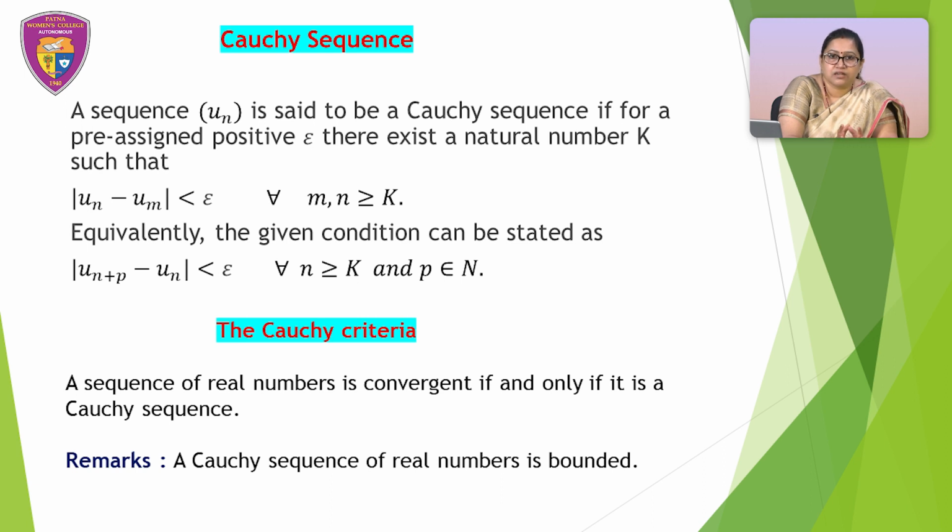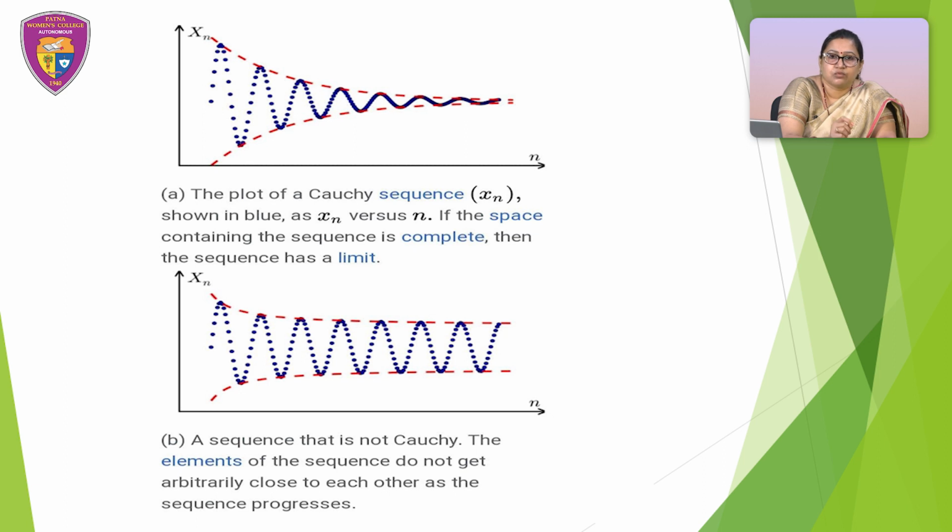Now, what does Cauchy's general principle state? Cauchy's general principle states that a sequence is convergent if and only if it is a Cauchy sequence. So if we identify that a sequence is a Cauchy sequence, it is going to be convergent, and if a sequence is not a Cauchy sequence, it is going to be divergent. The Cauchy criterion generally applies to the nth term of the sequence. So if we are able to identify the nth term of the sequence, we can easily use Cauchy's general principle of convergence of a sequence.